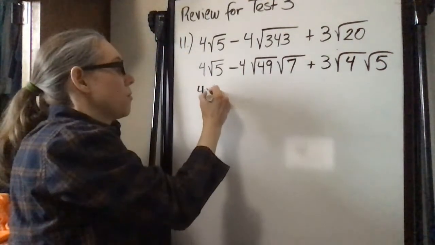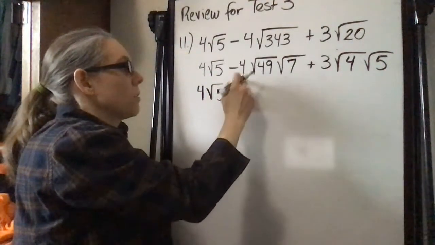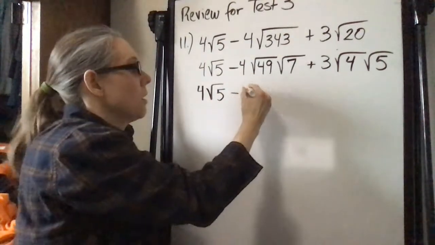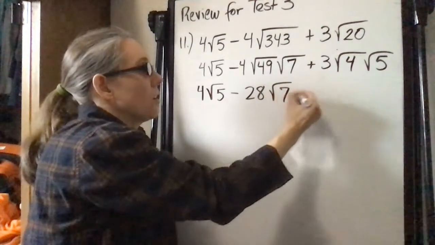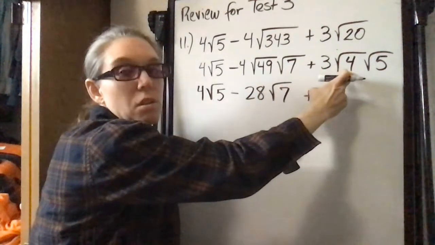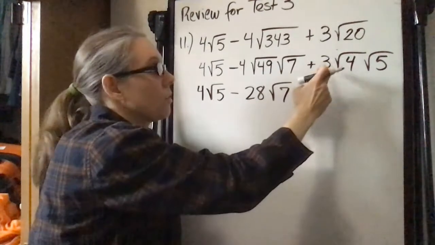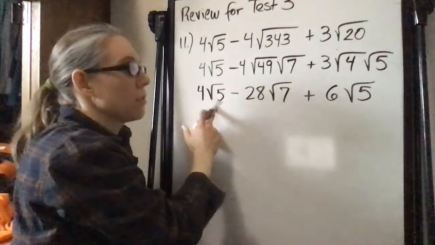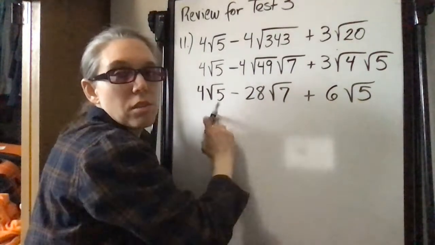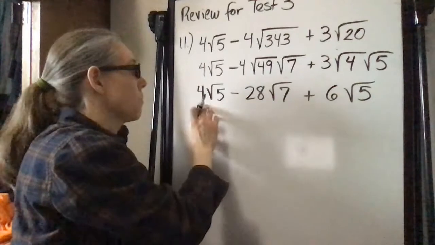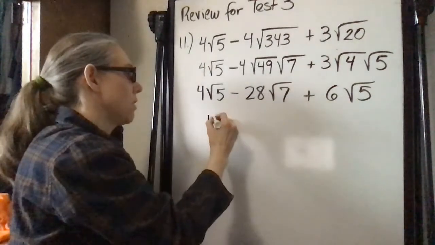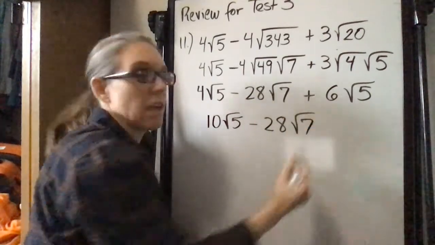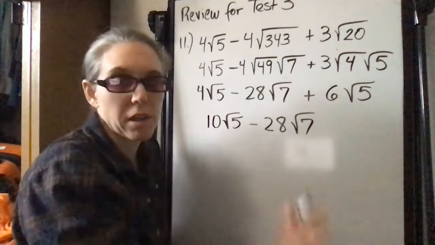So now we have 4 root 5 minus, this is 4 times 7, right? Square root of 49 is 7, so 4 times 7, 28 root 7. And then this is 3 times 2, because the square root of 4 is 2, so 3 times 2 is 6. And now we're going to check, since we have a radical 5 and a radical 5, both of these root 5s can be combined. 4 root 5 plus 6 root 5 is 10 root 5, and then minus 28 root 7. So that's your final answer for that one.